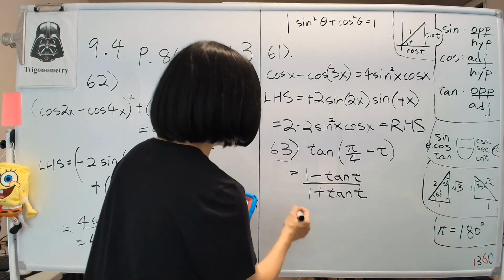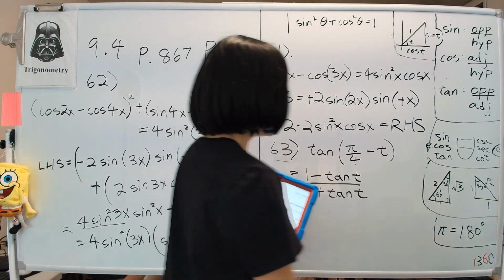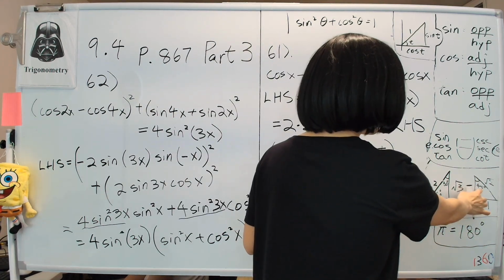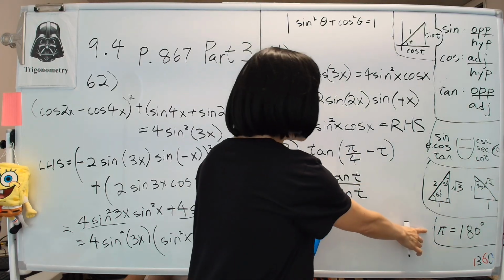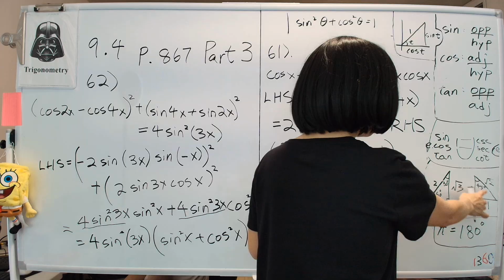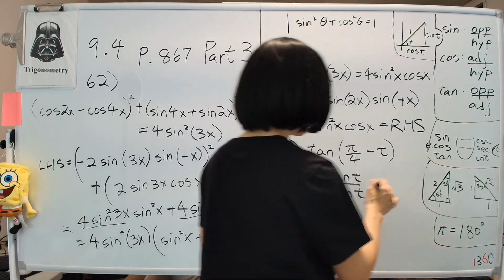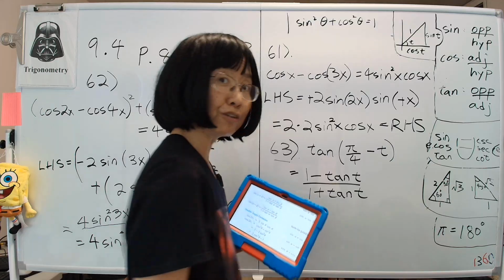To do that, we need to know what tangent of pi over 4 is. Pi is 180 degrees, so pi over 4 is 45 degrees. And the tangent of 45 degrees, opposite divided by adjacent, is equal to 1. So tangent of pi over 4 is 1.